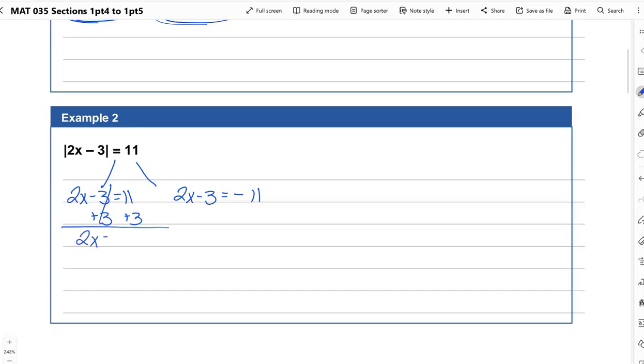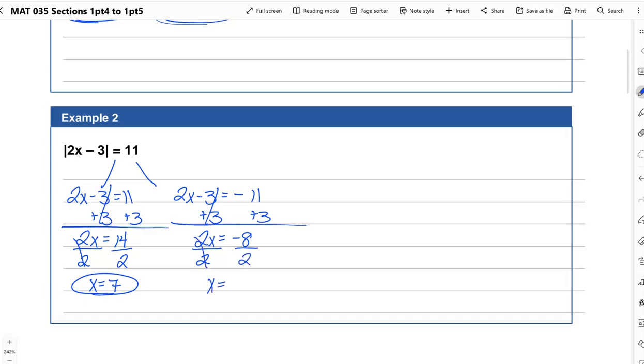So now I'm going to have 2x is equal to 14, and then we're going to divide by 2. So x is equal to 7. On the other one, 2x minus 3 equals negative 11. I'm going to start by adding 3 to both sides. So I'm going to have 2x equals negative 8, divided by 2, and x is equal to negative 4. So we end up with two answers.